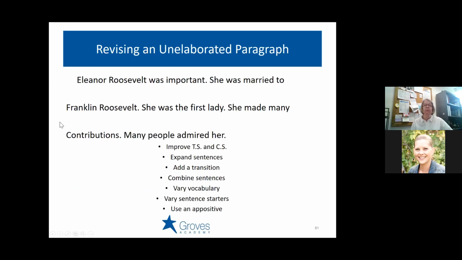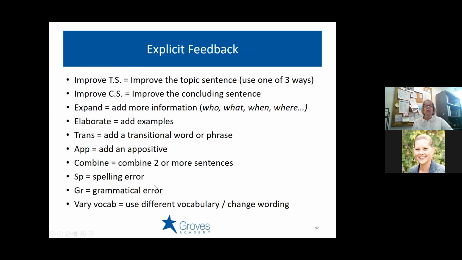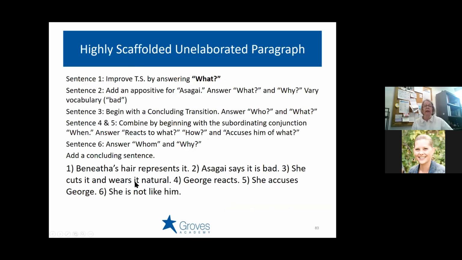So here's an example. Eleanor Roosevelt was important. She was married to Franklin Roosevelt. She was the first lady. She made many contributions. Many people admired her. Great. So now what I might do is give this to students and say, okay, you need to improve the topic sentence and the concluding sentence. You need to expand the sentences. You need to add a transition, combine sentences, vary your vocabulary. And in a paragraph like this, I would also number the sentences and tell them what I want them to do, which would be something like this.